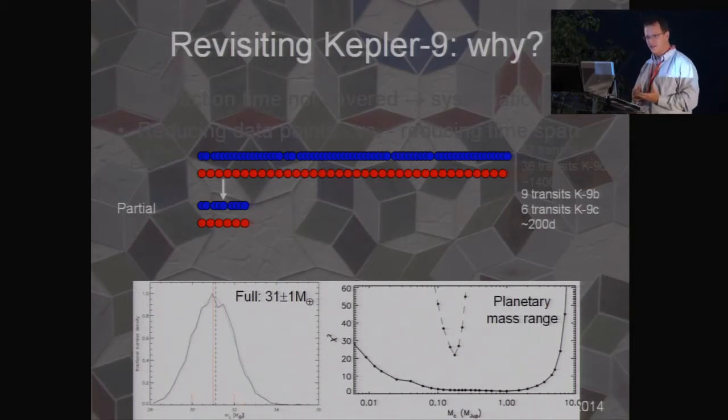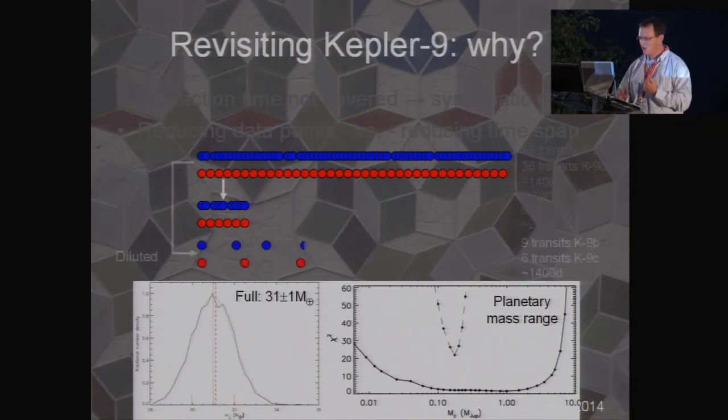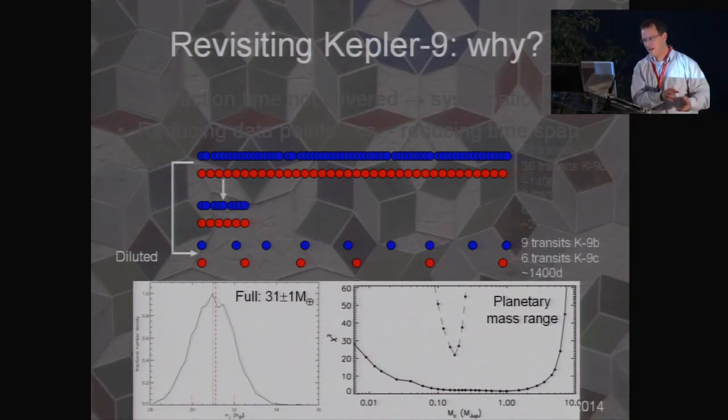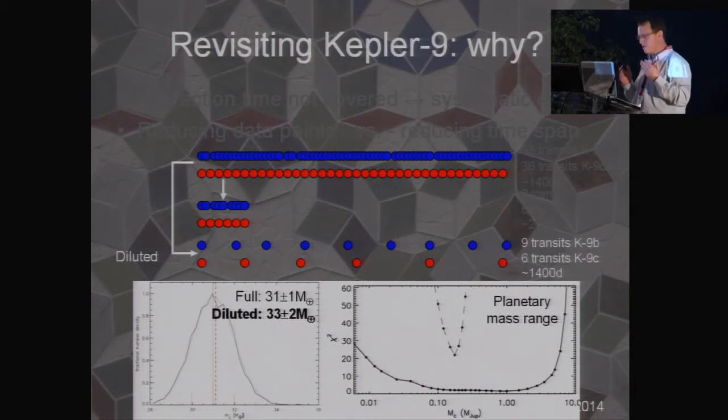Now, the question is, what if we took a dilute data set, meaning the same number of data points as Holman et al. had, but spread over the entire 1400 days? What kind of constraints would this pose on the mass of planet C, or in general in the system? What we found out is that fitting this data gives just 33 plus or minus 2 Earth masses for planet C, meaning that what is important here is not that we have 6 times more data, it's that we have a much longer span to the data.